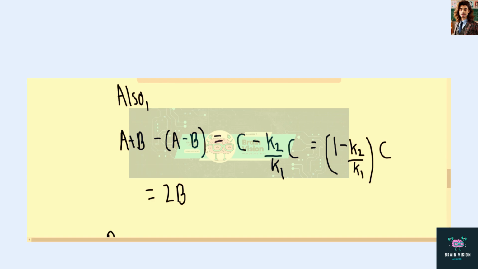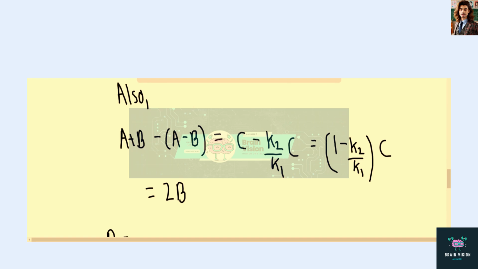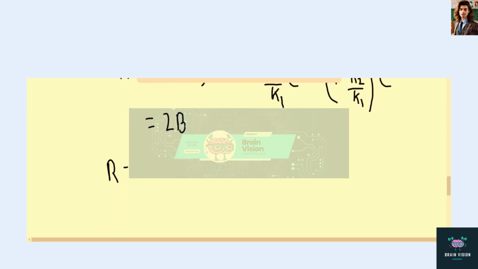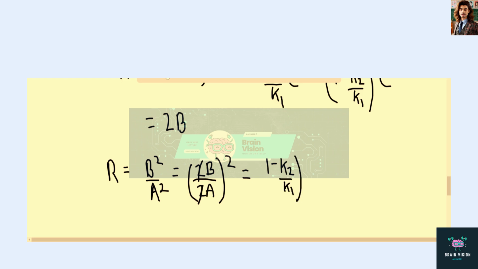Now, if we remember the definition for r, it was b squared over a squared, which is actually equal to 2b over 2a, and then you square that, because the 2's go away, so you have b squared over a squared. We can then substitute what we have for 2b and 2a. So we have (1 minus k2 over k1) squared over (1 plus k2 over k1) squared. And we can rewrite that.